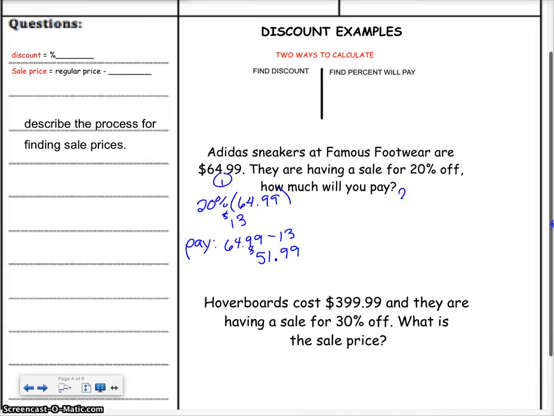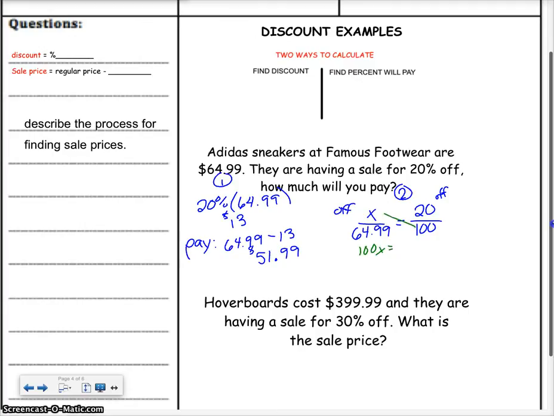Method number 2 is to create a proportion. So there's 2 different proportions you can use. A lot of kids like to use the 20% is to 100, but you have to remember that the 20% represents off. So it's going to be what you get off is to total as what you get off is to the total percent of 100. So $64.99 is my total. This is going to represent how much I get off.